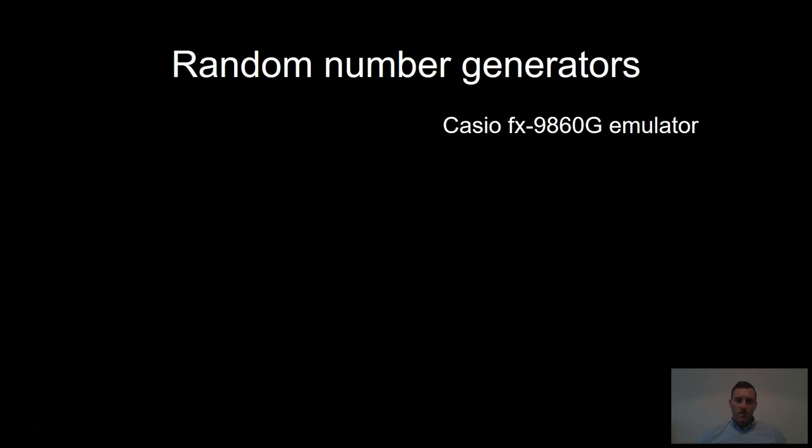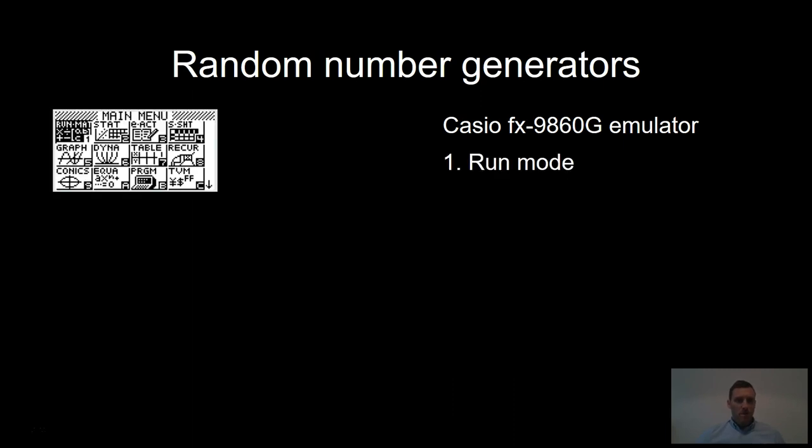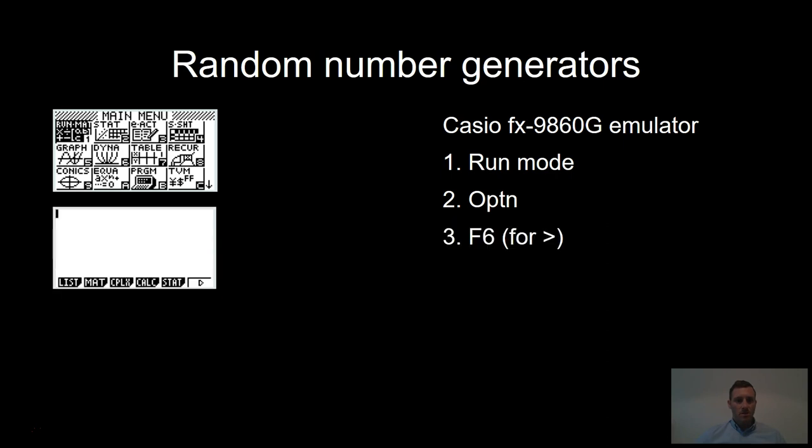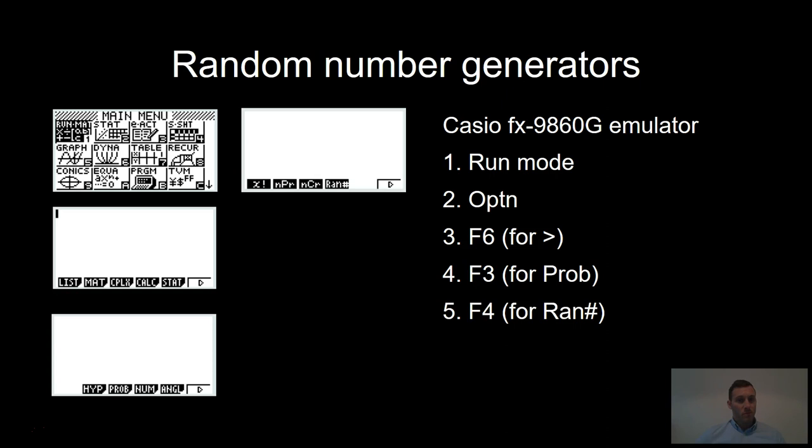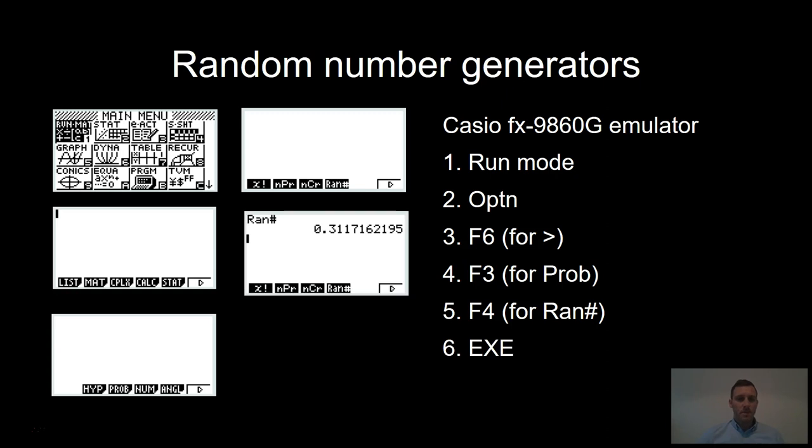So let's look at random number generating using the Casio FX9860G emulator that I have on my computer. So we enter the run mode, so you press number 1 on the calculator, and then you press Option, and then you press F6, which is the right arrow on the screen, and then you press F3 for probability, and then you press F4 for random number. You can see these on the screenshots that I have. And then you press execute. And that Ran# gives us a random decimal number.